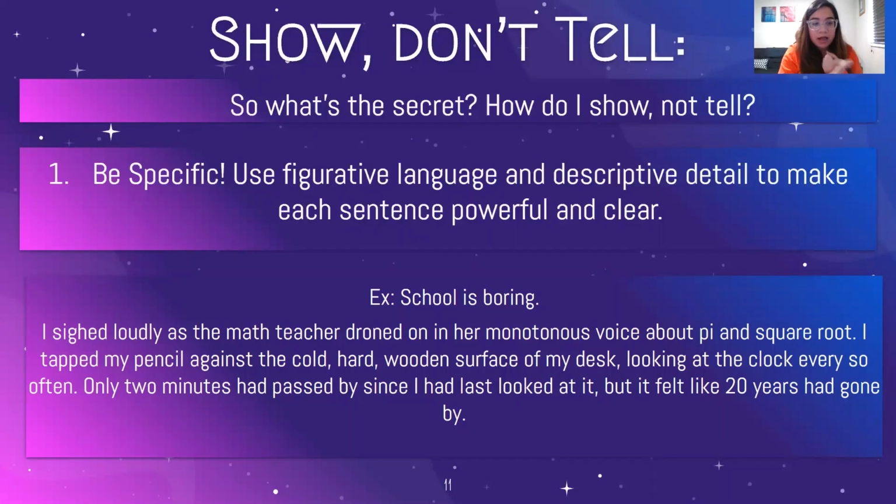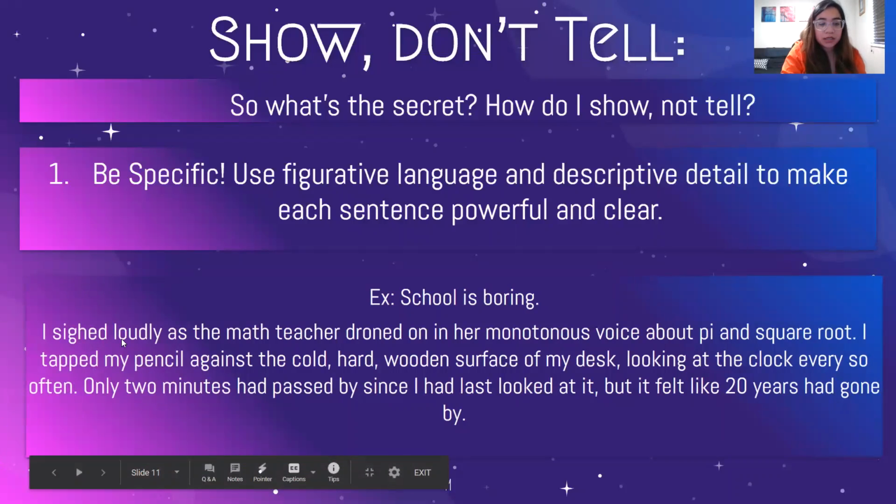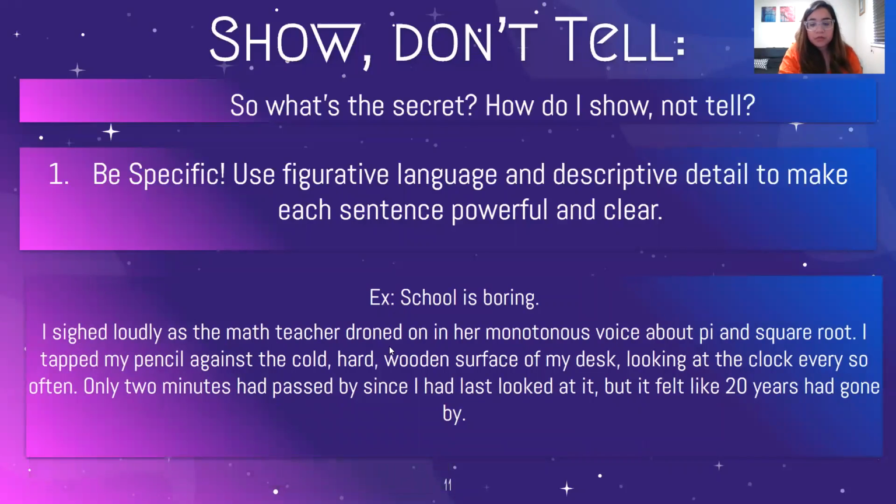We know I'm in math class. We know that I sigh loudly, right? So that's appealing to our imagery. It's appealing to our sense of hearing. The word monotonous also is a form of using imagery. It's descriptive language that helps us hear the type of voice that the teacher had. I tapped my pencil against the cold, hard, wooden surface of my desk. That's 2 points for imagery.